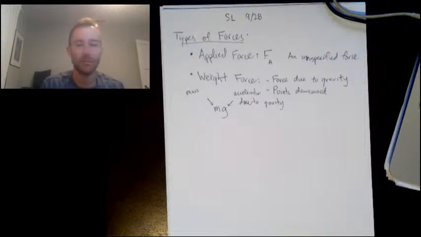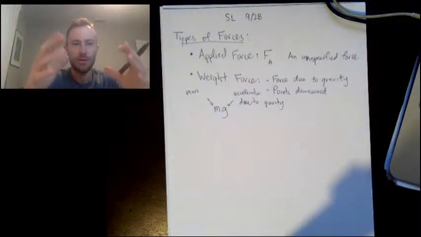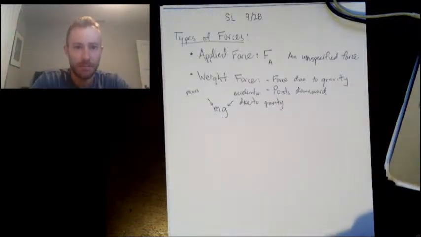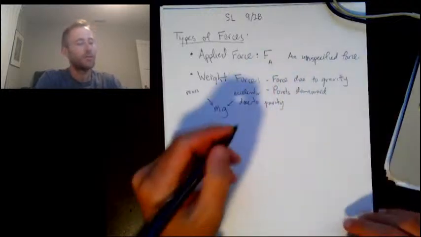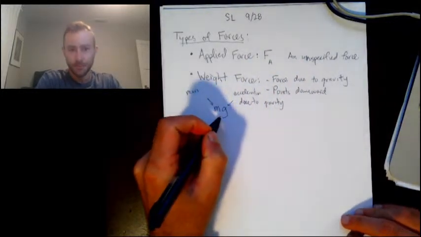Mass is essentially a property of the object. It's a measure of the amount of stuff, the amount of matter in a thing. Weight, on the other hand, depends in part on the environment, through the acceleration due to gravity.